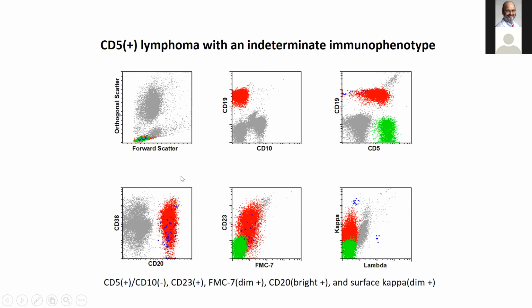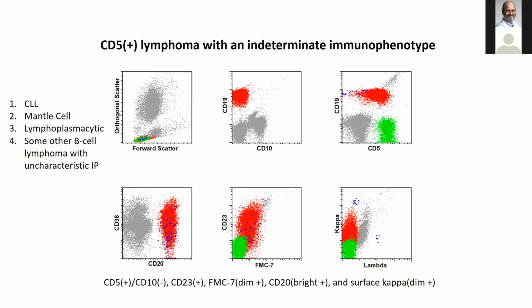We're obviously going to need genetic testing to help us figure out what the bottom line diagnosis is. Our differential diagnosis is going to really broaden up. It could be CLL, could be mantle cell. It might be lymphoplasmacytic lymphoma, or it might be some other B-cell lymphoma with an uncharacteristic immunophenotype.